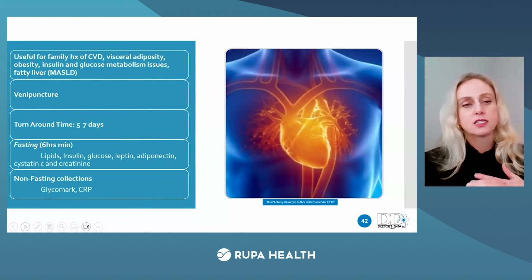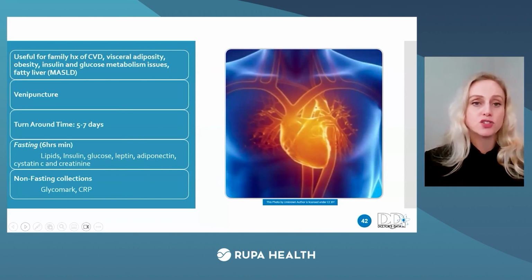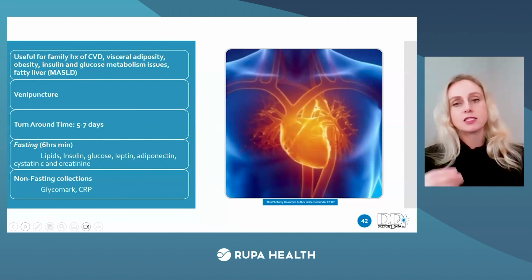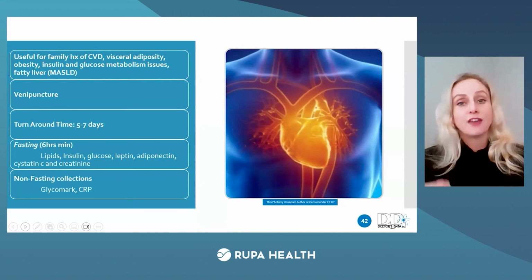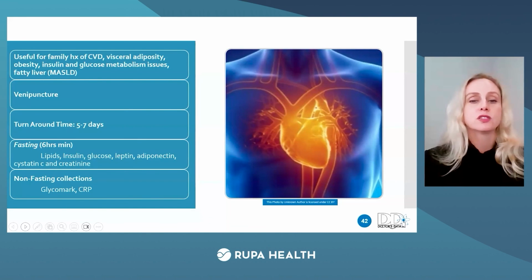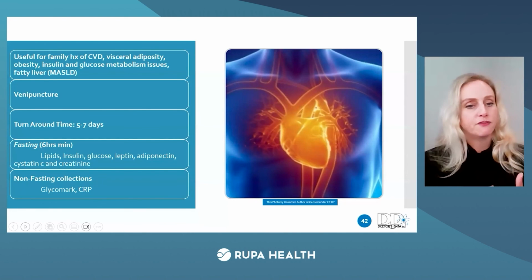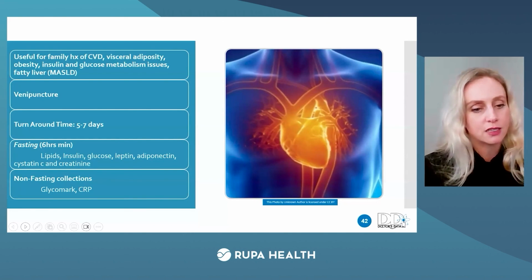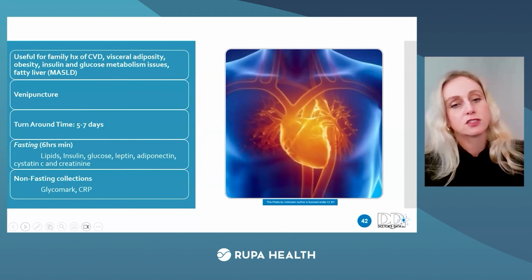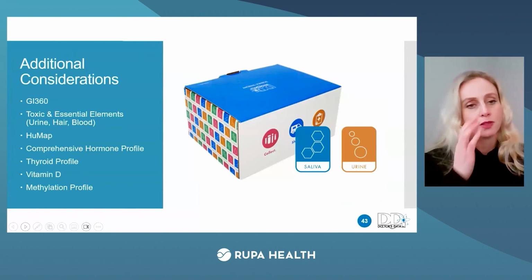But again, this is indicated for individuals with a family history of cardiovascular disease, visceral adiposity, insulin resistance, diabetes, fatty liver, metabolic issues, things like that. Very simple venipuncture, fast turnaround time, days. It is a fasting collection, 6 hours at least. You don't want to fast too long because that can decrease the leptin. So we saw that in some of those.